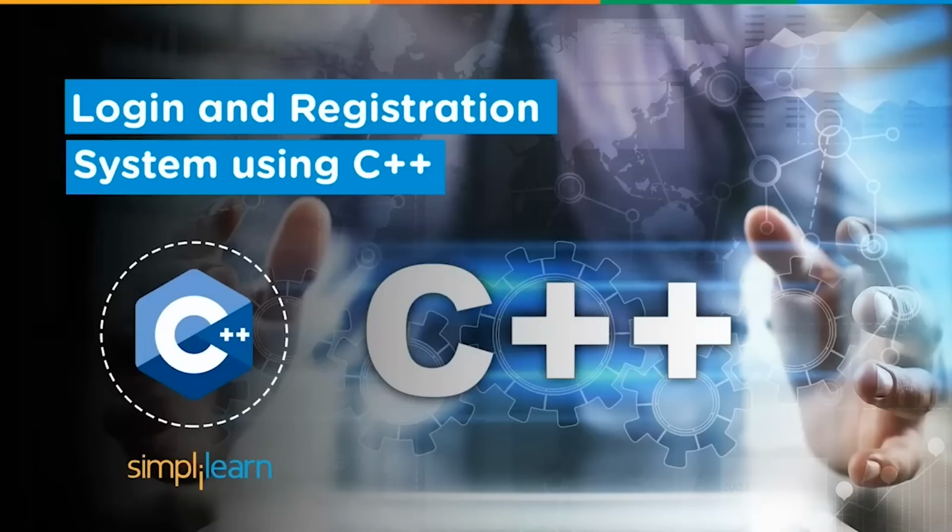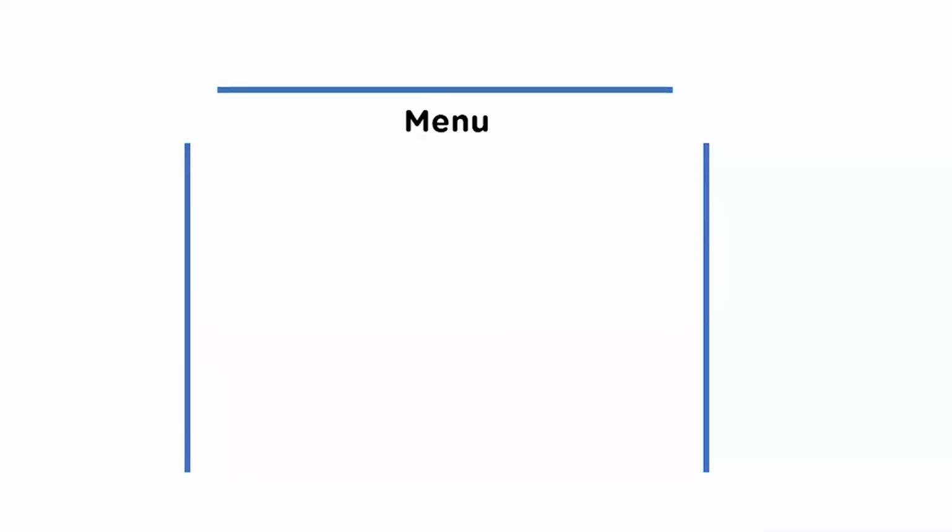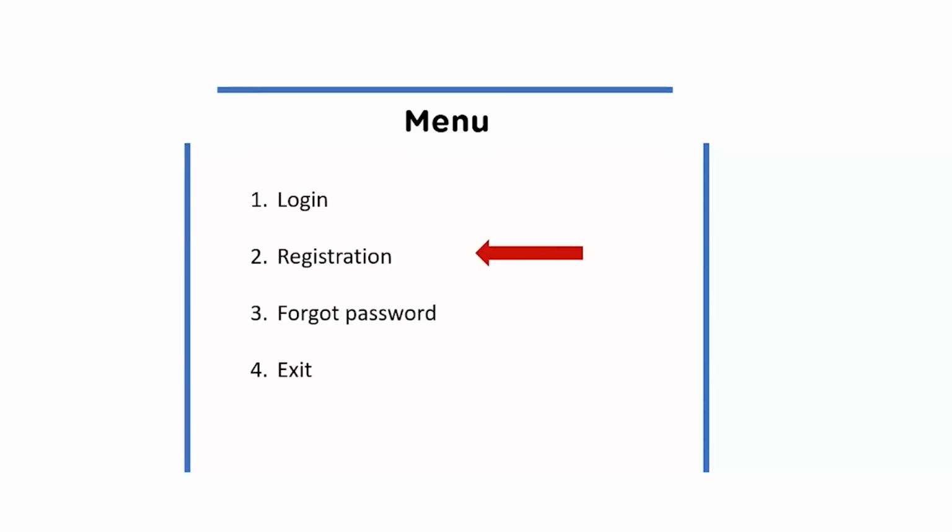In this project, first of all, we will make a menu page in which there are options like login, registration, forgot password, and exit. Then we'll ask the user to select any one among those options. Once the user has selected a particular option, we have to continue with the functionality of that. So now let's switch to our code editor and do its practical implementation.